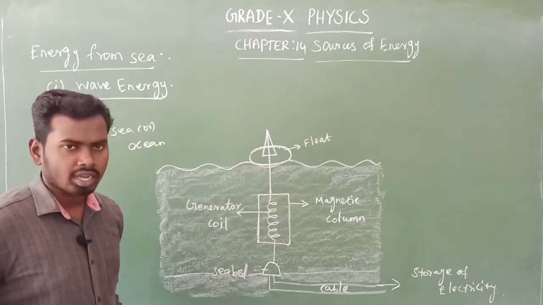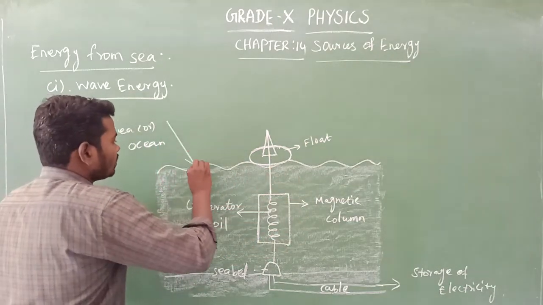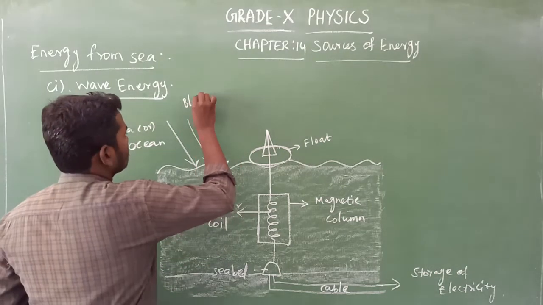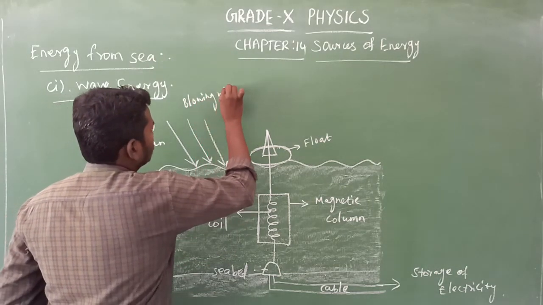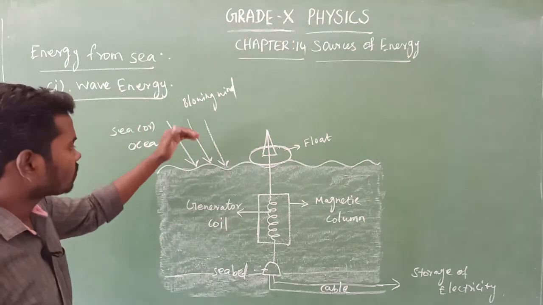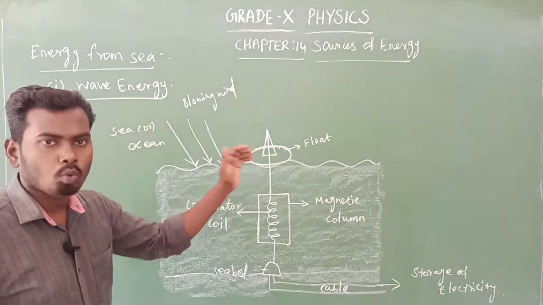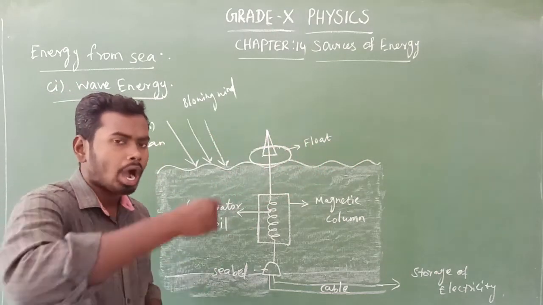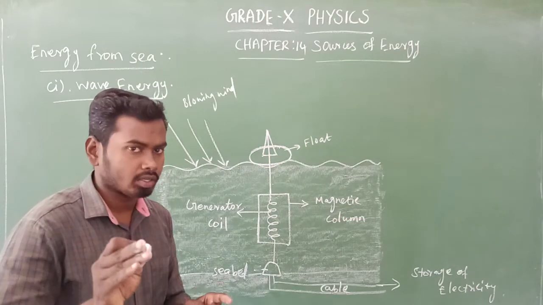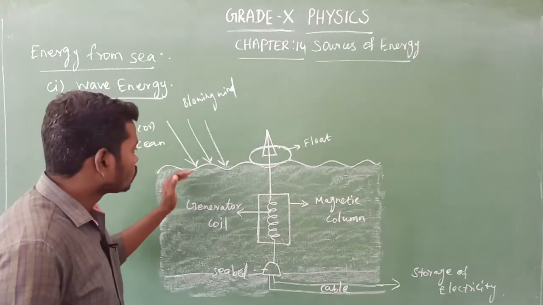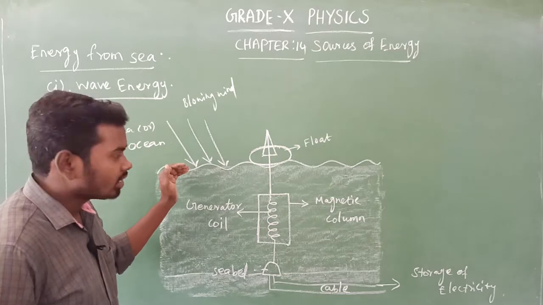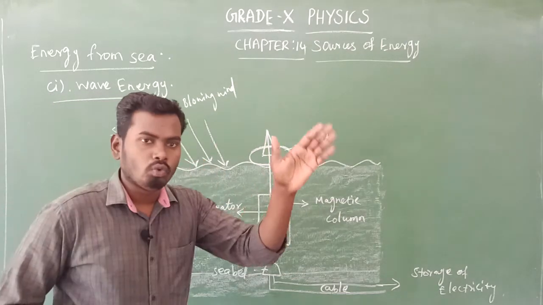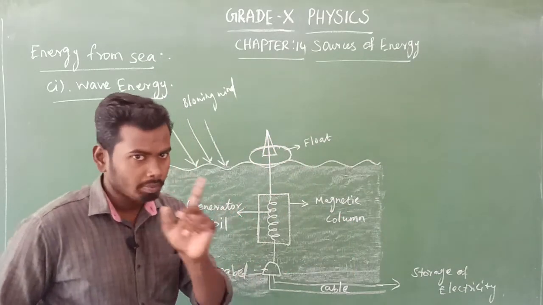Consider the blowing wind. When the blowing wind falls on the surface of the sea or ocean water, what will happen? There will be waves. What is a wave? The up-down movement of the surface of the sea or ocean water is called a wave. So when the blowing wind hits the surface of the sea or ocean and makes waves, which means up-down movement, am I right? Up-down movement.